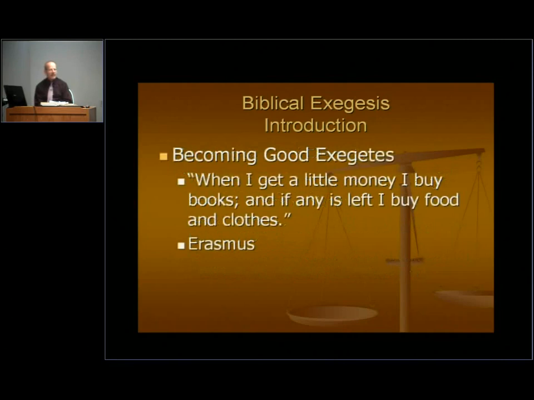I love this quote from Erasmus, and I just throw it in, not that it really has that much to do with what we're talking about: "When I get a little money, I buy books, and if any is left, I buy food and clothes." Who's Erasmus? Erasmus was a guy that was contemporary with Martin Luther. He's the guy that gave us the Textus Receptus, Greek New Testament. Was a scholar in his day. I've always said, Kathy, that he must not have been married because his wife would never have agreed with this.